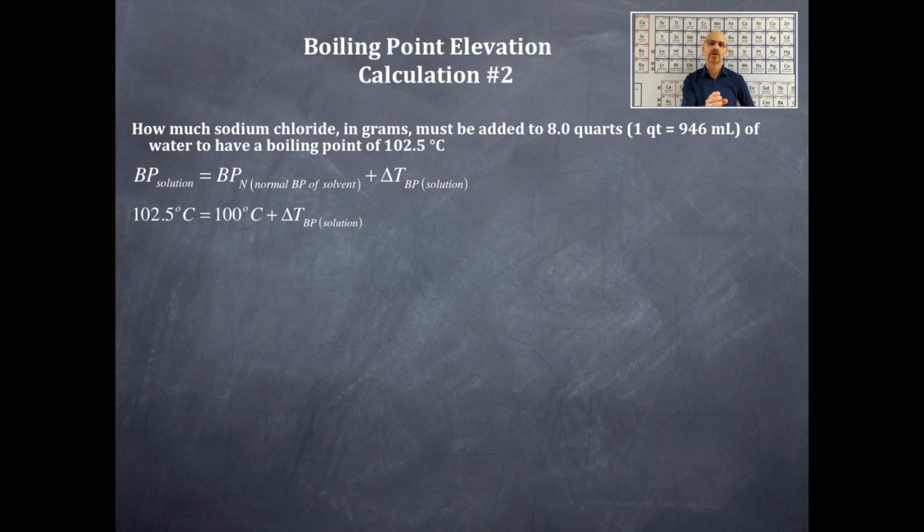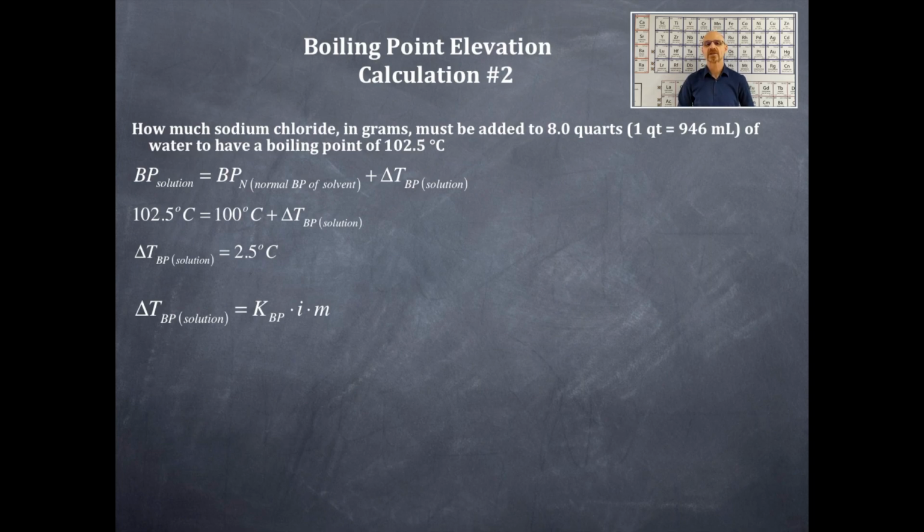So you see that I have the 102.5 for the boiling point of the solution, and the normal boiling point of water plugged in there at 100. I'm going to solve for the change in temperature of the boiling point, and that is 2.5 degrees Celsius. Now, what is the change in temperature of the boiling point? That also has an equation, that is equal to i times Kb times m. So that 2.5 degrees Celsius is the change in temperature of the boiling point. We're going to have to get the constant for the boiling point, which we've used already in the previous problem.